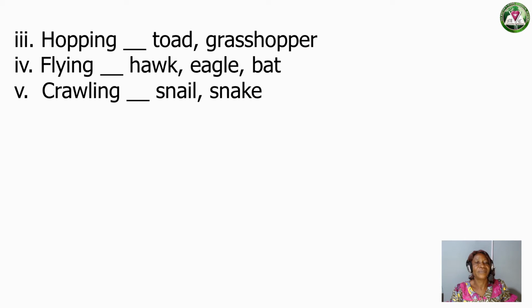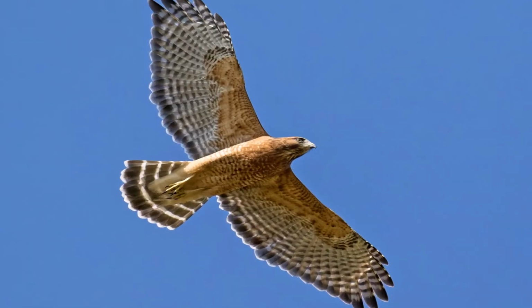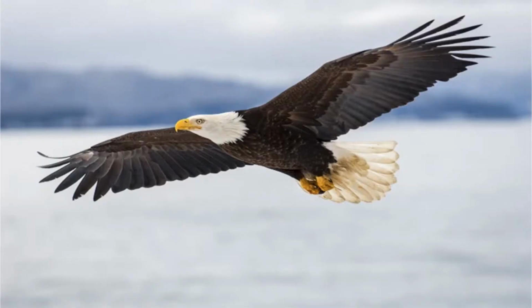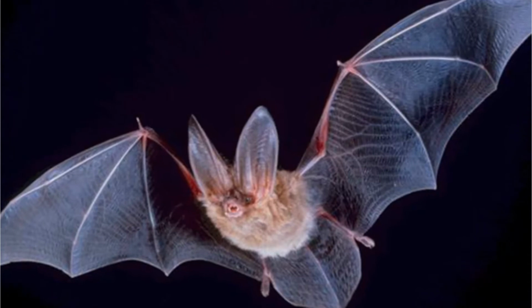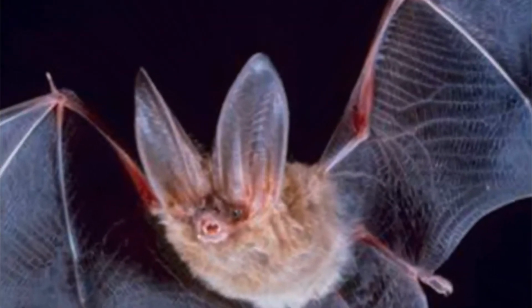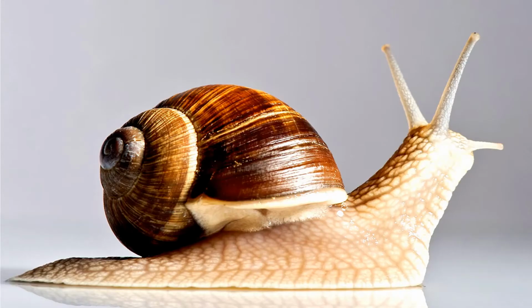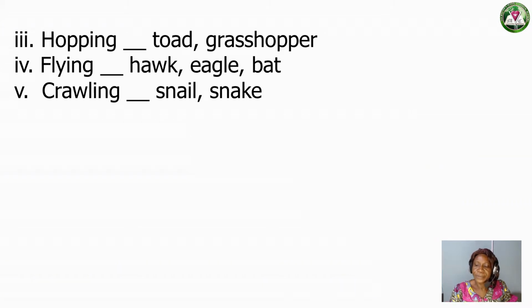We have flying. Examples of animals that fly: we have hawk. We have another one, eagle and a bat. Crawling. Snail and a snake.